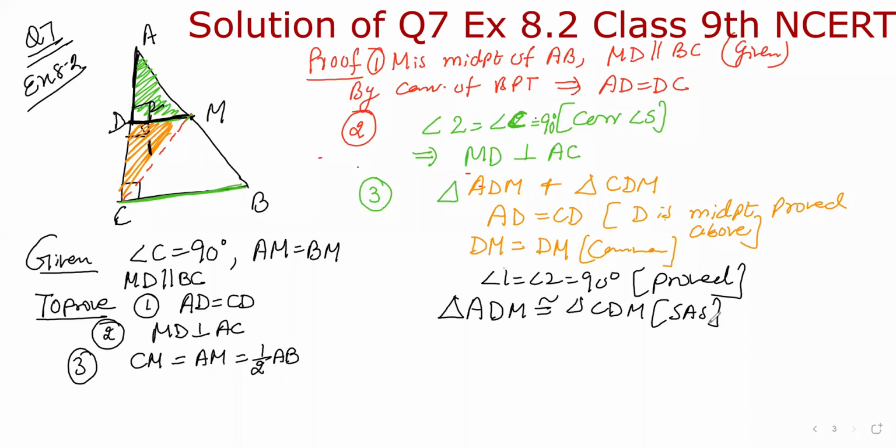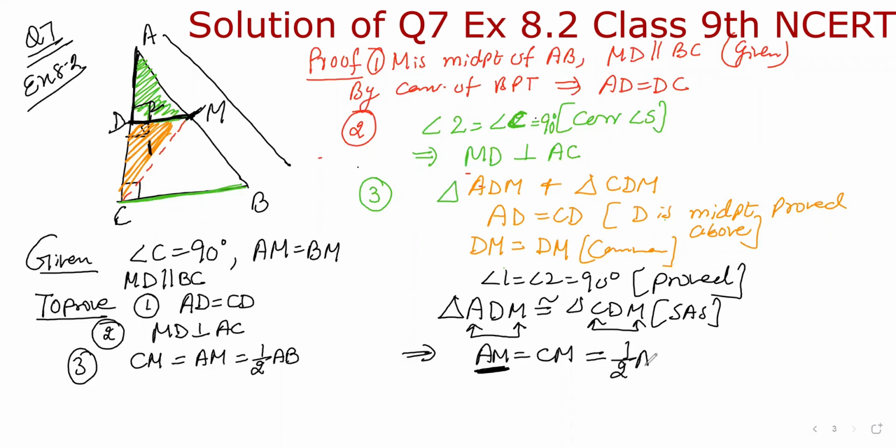If triangles are congruent, their corresponding parts are equal. This implies AM side is equal to CM side. These are corresponding. This implies AM is equal to CM, right? But we already know that M is the midpoint of AB. If M is the midpoint, that means we can write AM as what? Half of AB. So we can write this also equal to half of AB because M is the midpoint.